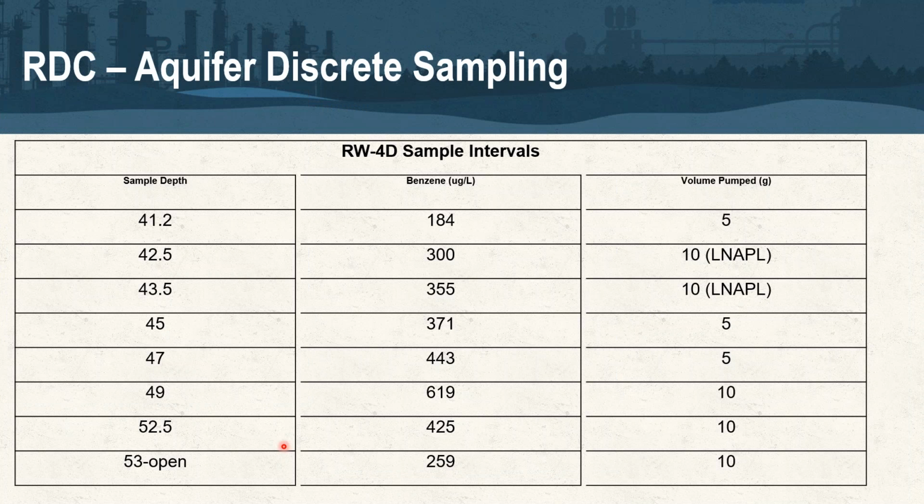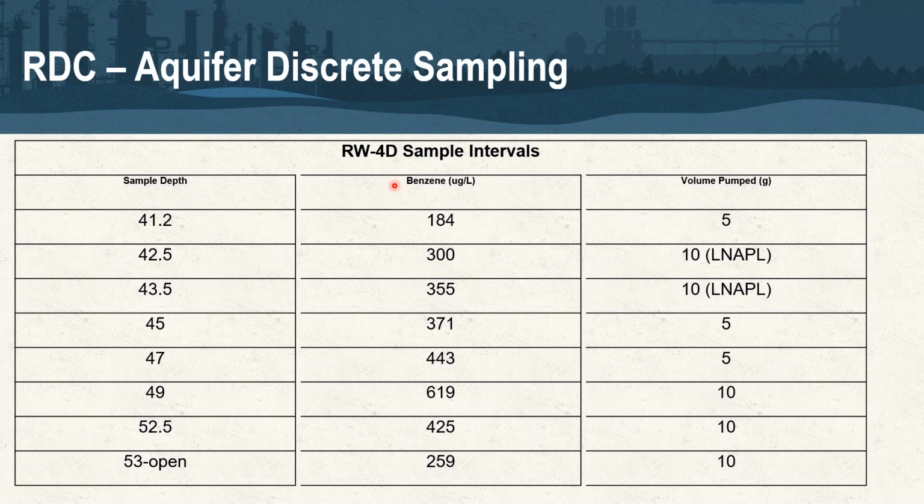And we're just going to look at another example here of why targeting specific intervals is quite important, and why having that narrow, discrete interval packer is quite important as well. This particular site is a petroleum site where the benzene concentration is fairly uniform. There are some varying concentrations, but they're all within the same order of magnitude of each other down the borehole. So even when looking at these discrete intervals, there's nothing strikingly significant about the numbers here.